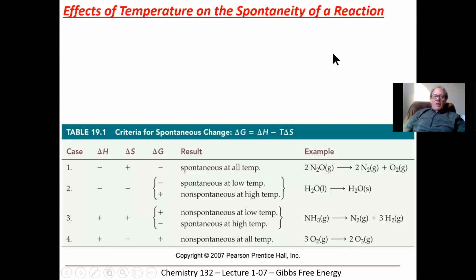So, effects of temperature on the spontaneity of a reaction. This is a really good table that summarizes the two driving forces we've just talked about. One of the driving forces for chemical reactions is enthalpy. If a reaction is exothermic, chances are it's going to be spontaneous. Systems want to lose heat energy to the surroundings. Similarly, the other driving force is entropy. Systems that are becoming more random, less organized, more disorganized, tend to be spontaneous.